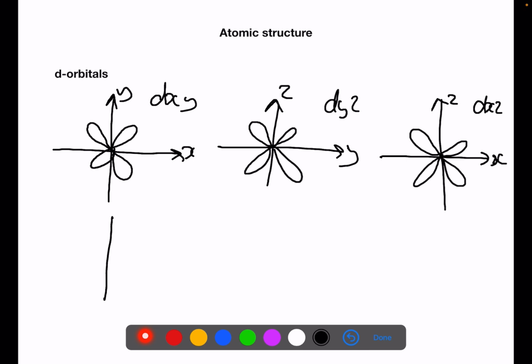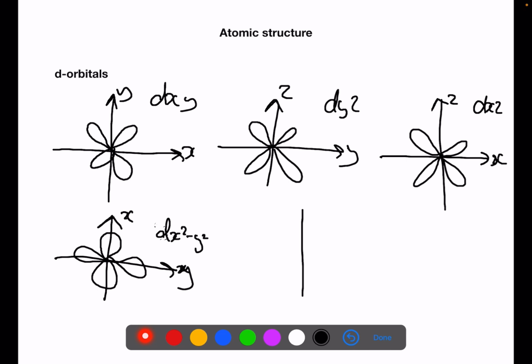We then have 2 orbitals which lie along the axes themselves. If they are on the x and y axes, that's dx squared minus y squared. The one on the z axis looks very different, and you need to remember this one. It looks like a p orbital with a donut around the middle. This is the dz squared. It's a very distinctive shape that you need to learn. There are 7 f orbitals, and they've got much more complicated shapes, and you don't need to know those. You just need to know that they do exist.